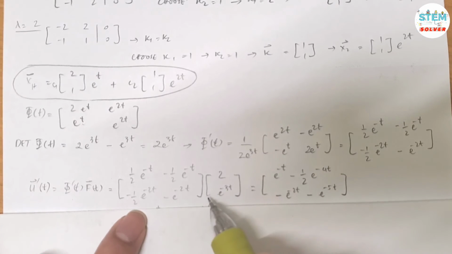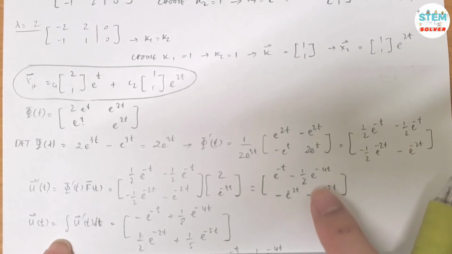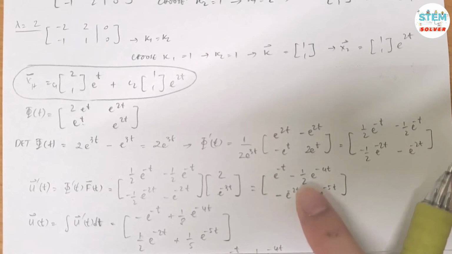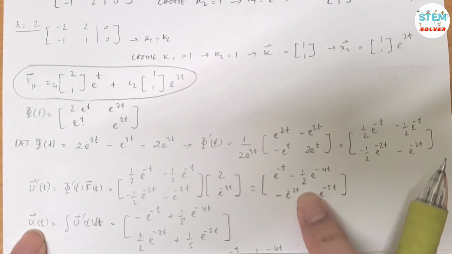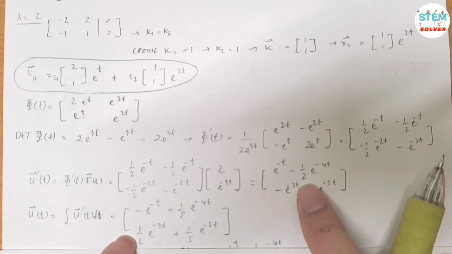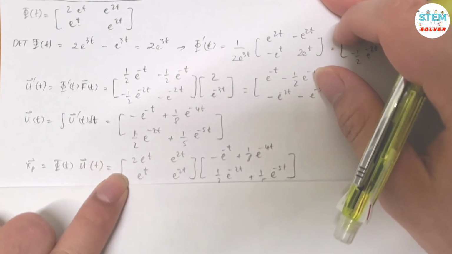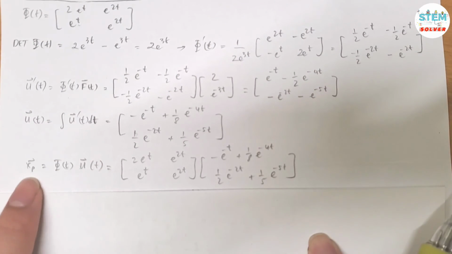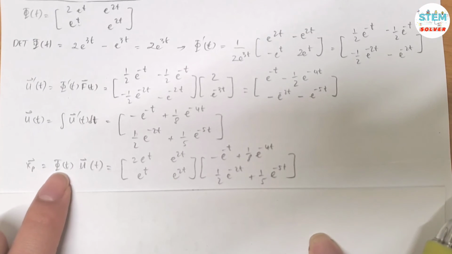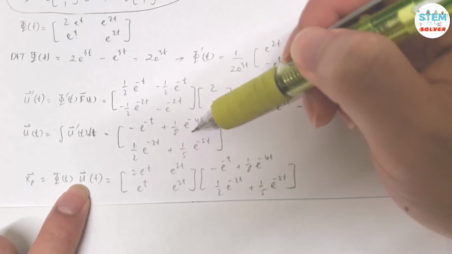Okay, so if I multiply these together, it gives me this matrix, and then once I know this matrix, I can integrate this one to get a vector u of t. Okay, so doing that, it gives me this matrix. Right. Okay, now it's time to write the non-homogeneous solution. It is equal to phi of t times u of t. Phi of t is this matrix, u of t is this matrix.